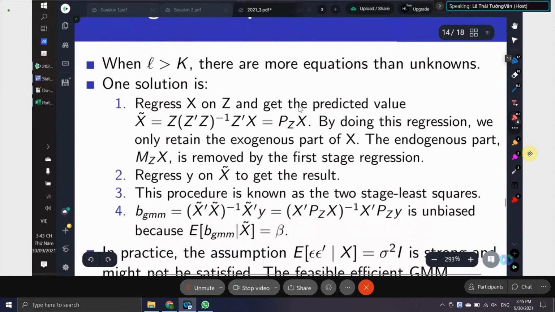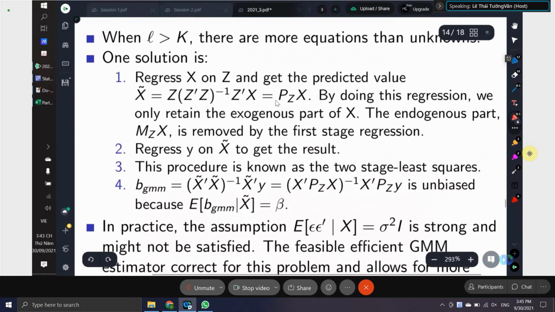So our solution is, first you regress X on Z and get the predicted value. So X tilde is equal to Z (Z prime Z) to the minus 1 Z prime X, which is equal to Pz times X. By doing this regression, we only retain the exogenous part of X. The endogenous part, Mz X, is removed by the first stage regression.